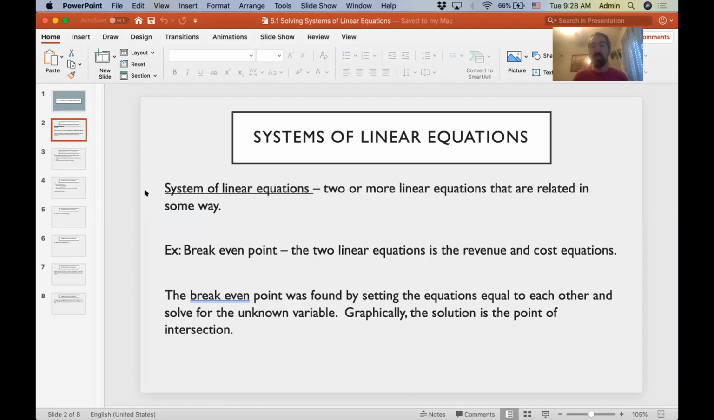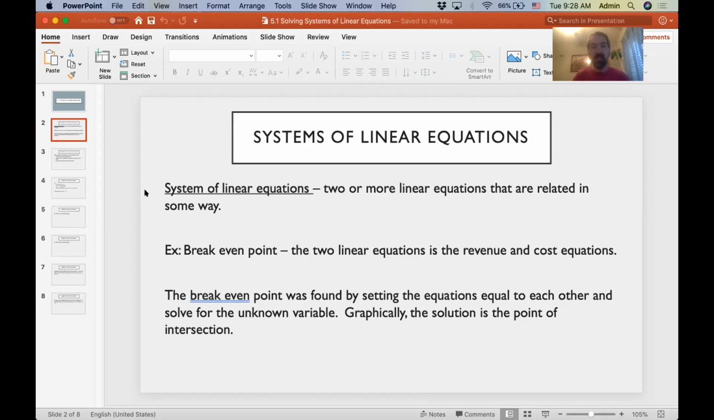That gave us the number of items that we needed to produce and sell in order just to break even, to have a zero profit. And so we set these equations equal to each other, and we solve for that unknown variable. And that's one way that you can solve a system of linear equations, by setting those equations equal to each other. Now, in this video, we're going to look at a more sophisticated way of doing that, known as the substitution method.